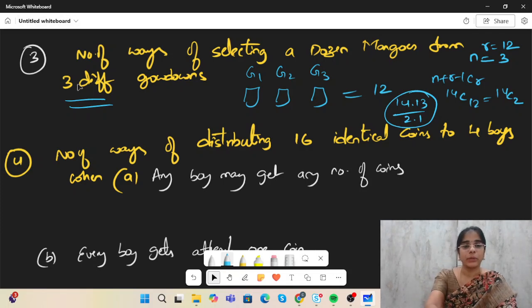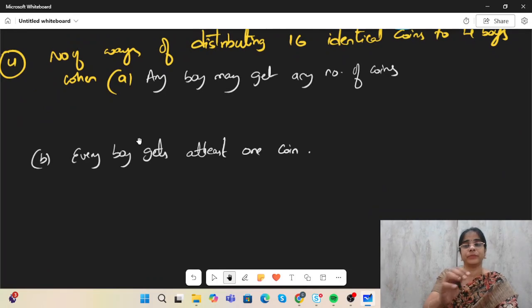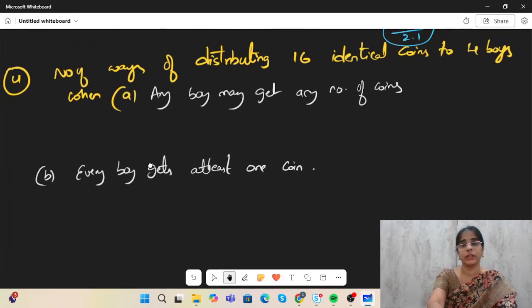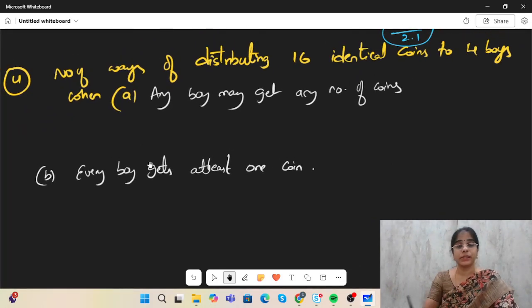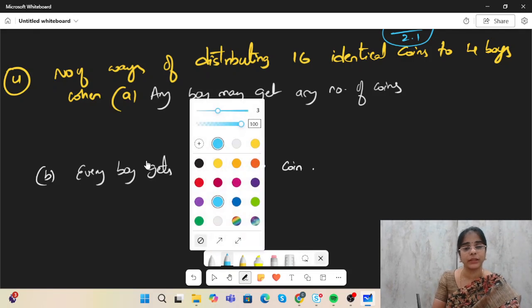Right? Now coming to the next question: number of ways of distributing 16 identical coins to 4 boys. So we are distributing how many? Number of ways of distributing 16 identical coins to 4 boys, when any boy may get any number of coins. It's again the same multinomial theorem applicability that we can use here, isn't it?